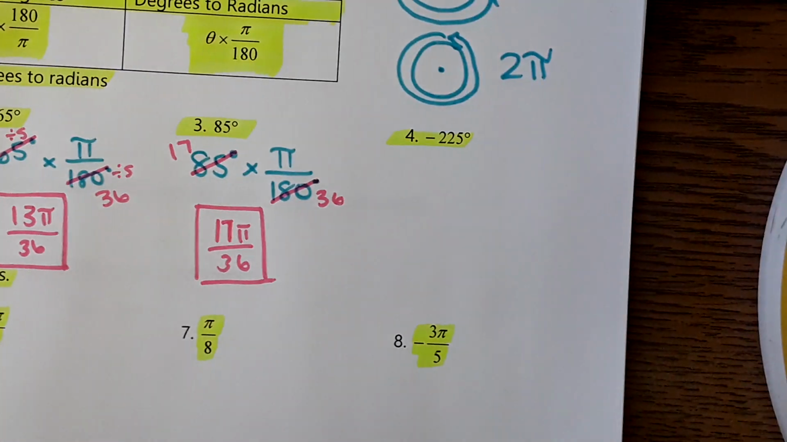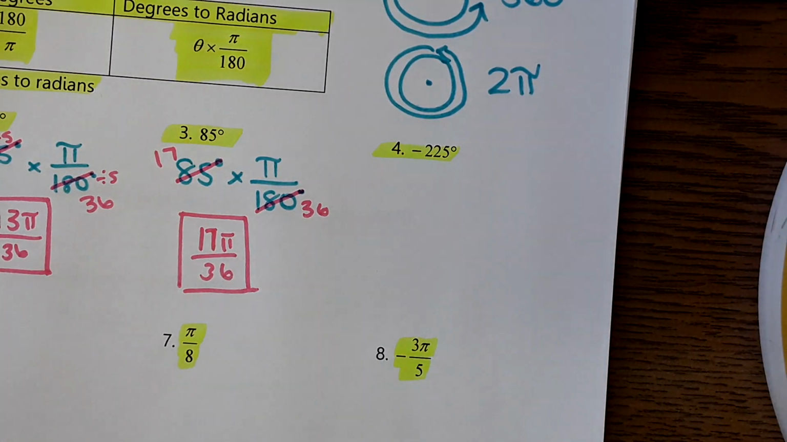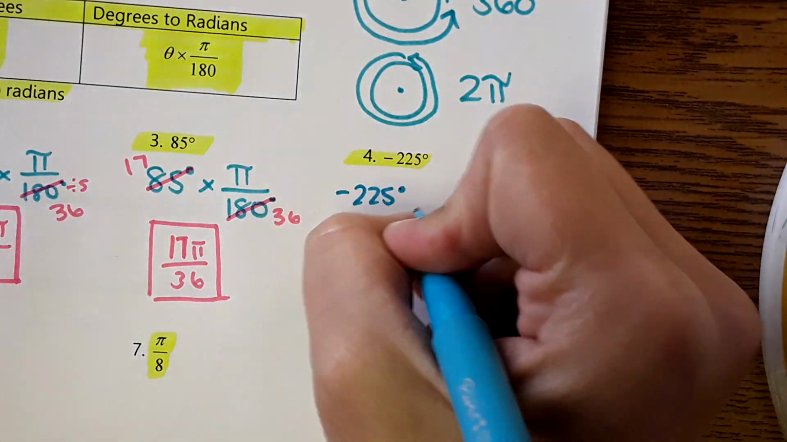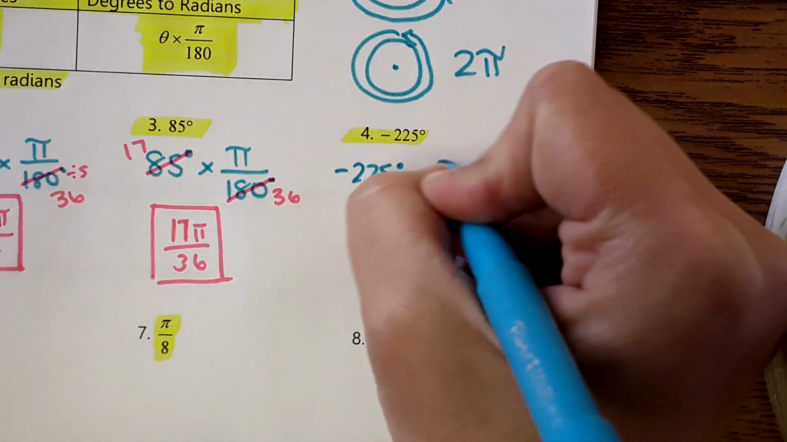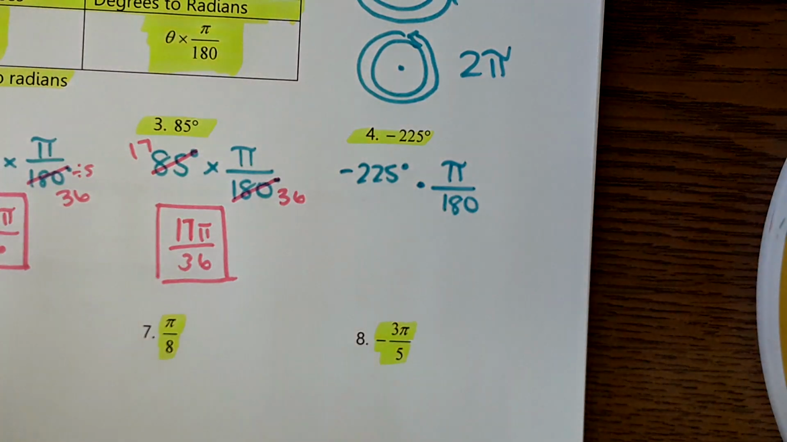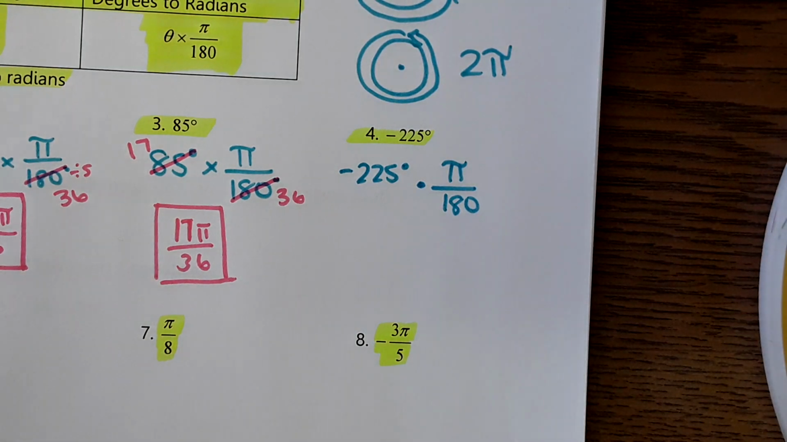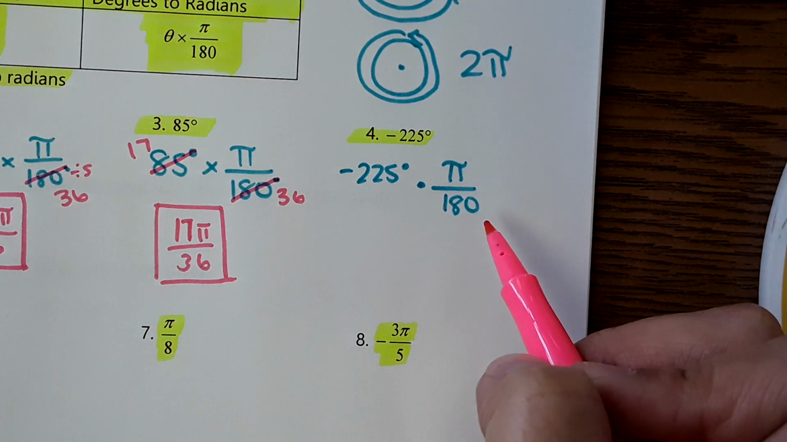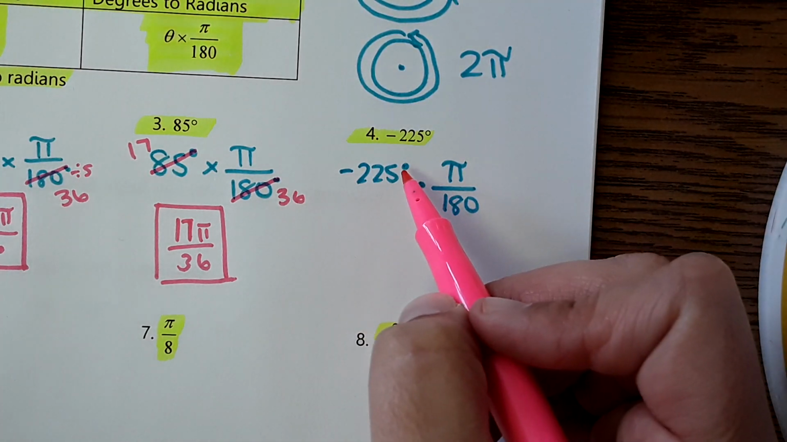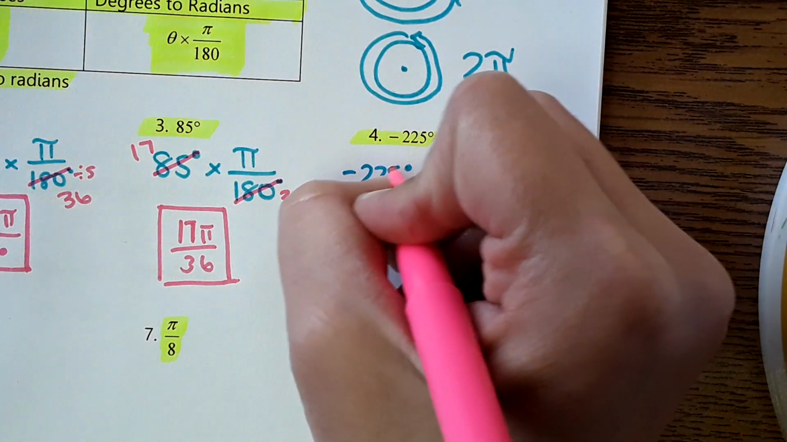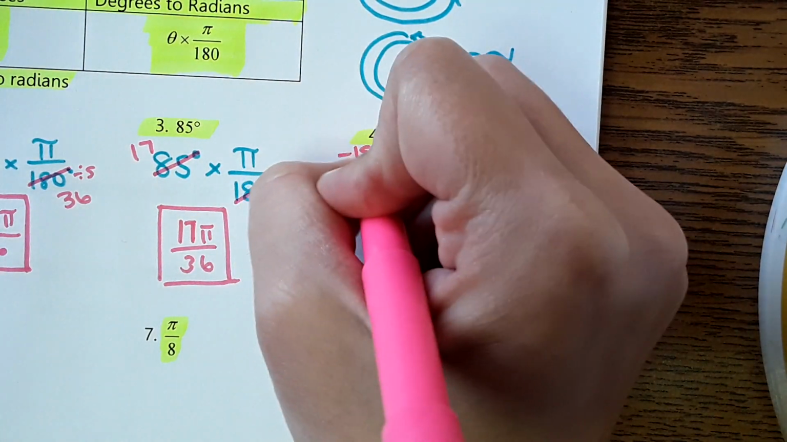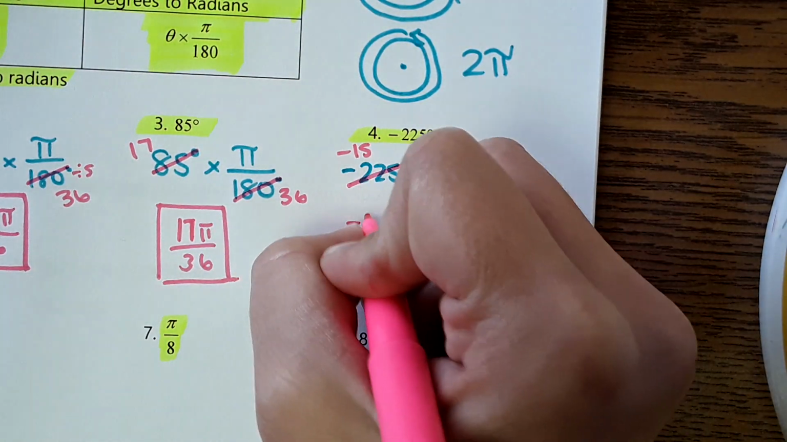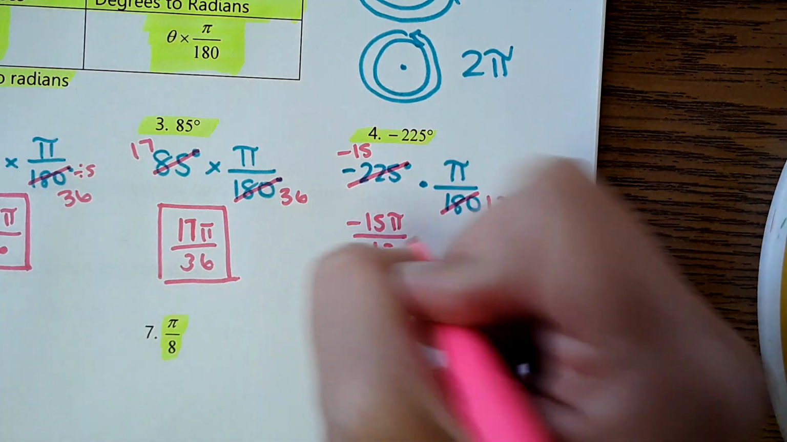And then for number 4, we have a negative number. No big deal, we'll just work with a negative number. Negative 225 degrees times pi over 180. And then we simplify just like we did before. Divide by a common factor. 5 stands out. 15 also works because 15 times 15 is 225. So divide this by 15, we get negative 15. Divide this by 15, and it is 12.